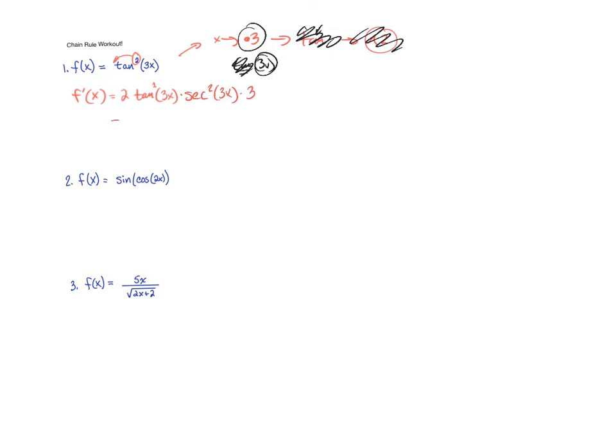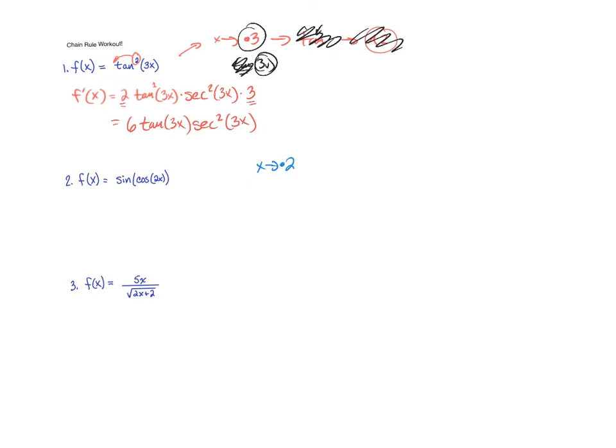And as far as the simplification goes for these guys, there's not too much to do. Just any constants that are lying around, you can multiply them together. So I would write this as 6 tangent of 3x multiplied by the secant squared of 3x. And that's our solution.